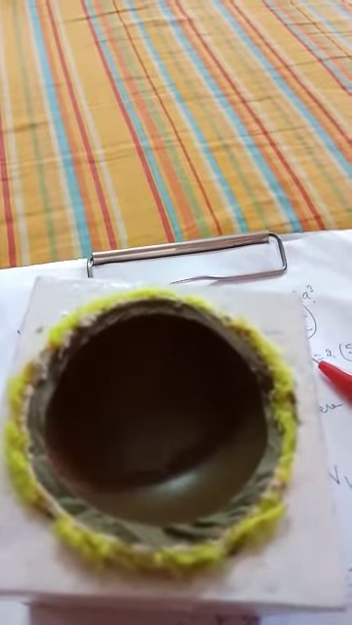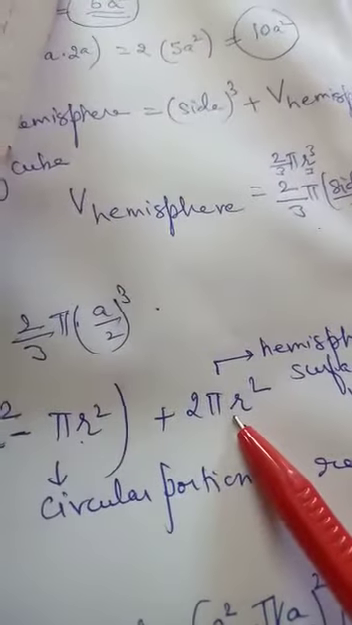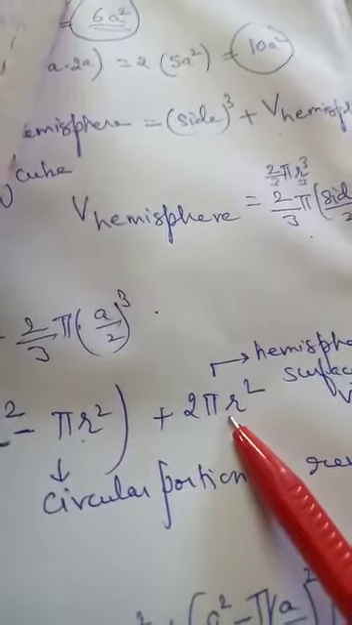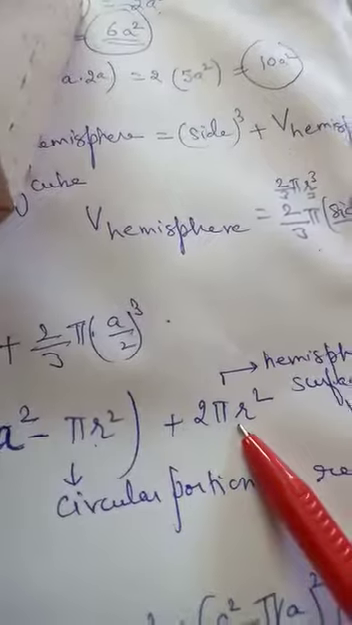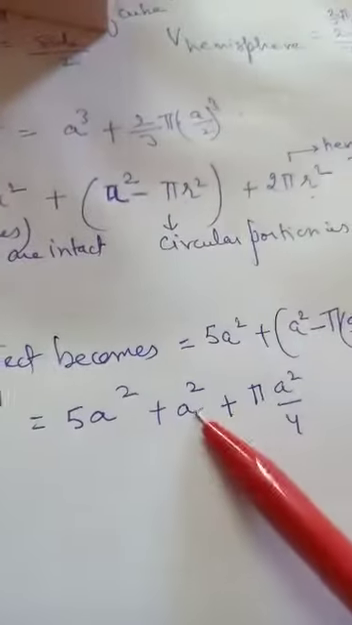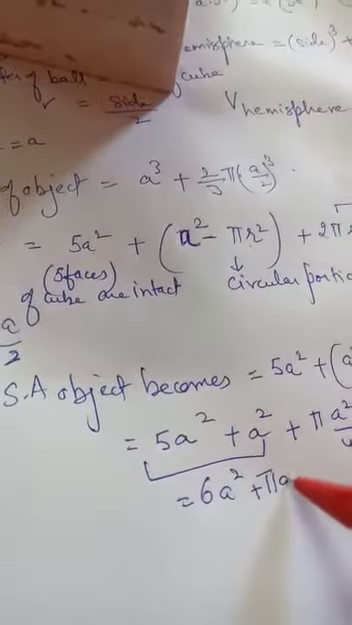So a square minus pi r square plus 2 pi r square, because now this brown portion is visible to us. So the surface area of even this object remains the same. That means 5a square plus a square minus pi r square plus 2 pi r square, where r is equal to a by 2, because the diameter of the ball is equal to the side of the cube. So the final answer is 5a square plus a square plus pi a square by 4, or you can simplify this to 6a square plus pi a square by 4.